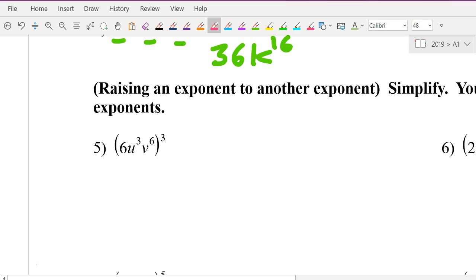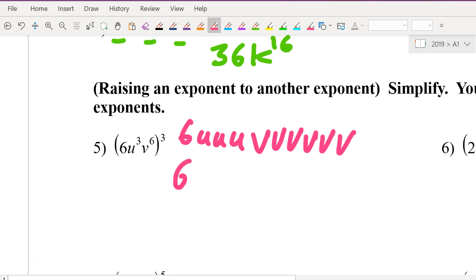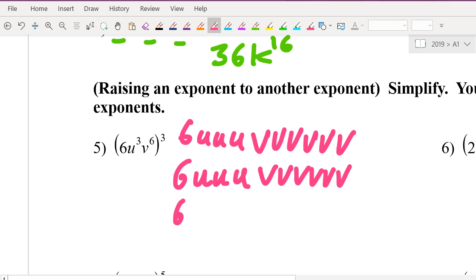Alright, here we go. Help us out here, young lady. You do 6 to the 3rd power, which is 6 times 6 times 6. But wait, we want to expand this one, so let's expand it. So then you write 6, you write u out 3 times, and then you write v out 6 times, so we got 1, 2, 3, 4, 5, 6, and then you write that 2 more times.